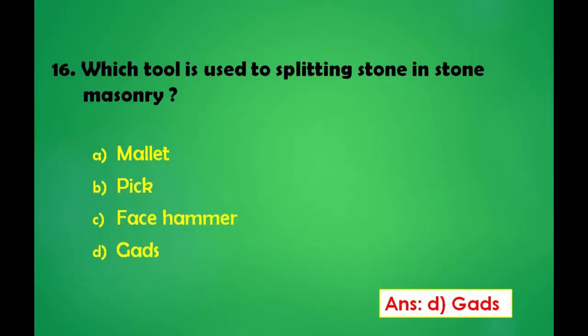Which tool is used to splitting stone in stone masonry? A. Mallet, B. Pick, C. Face hammer, D. Gads. The answer is, the tool which is used to splitting stone in stone masonry is gads.